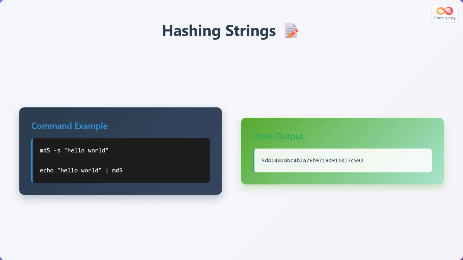To generate an MD5 hash from a text string, you can use the MD5 command with the -s option followed by your string in quotes. For example, md5 -s "hello world" will generate the hash. Alternatively, you can pipe text to the MD5 command using echo. The result is always a 32-character hexadecimal string. In our example, the string hello world produces the hash 5D41402ABC4B2A76B9719D911017C592.